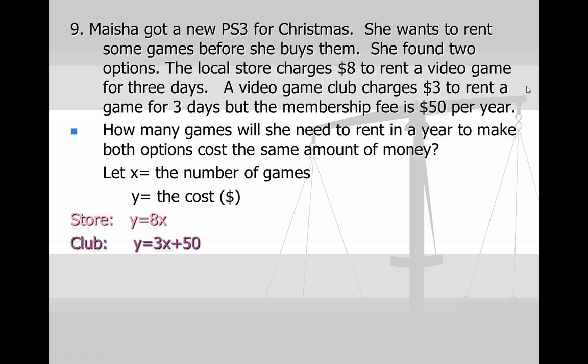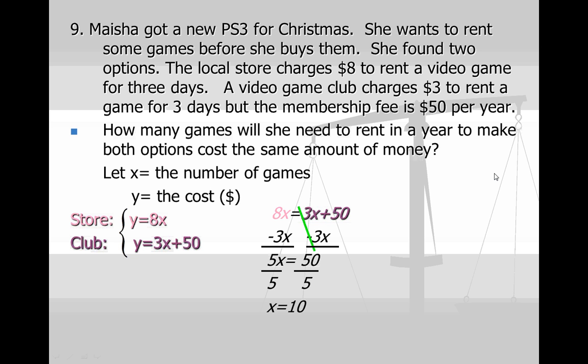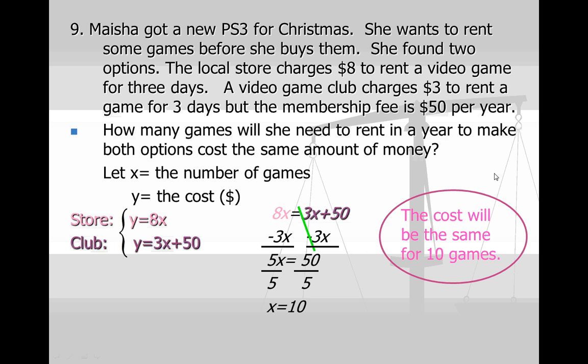Now, can you go from there and solve it? Find out what the solution is? Well, we're going to take this 8x and substitute it in here for y, and that's what they did right here. Can you pause from here and find out what your answer is? Subtracting that 3x from each side, x equals 10. The cost will be the same for 10 games.